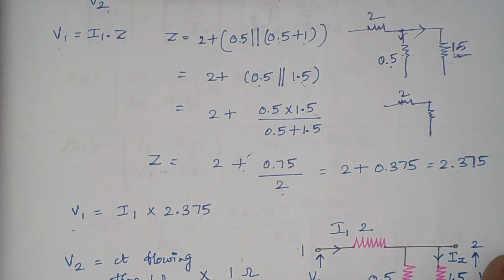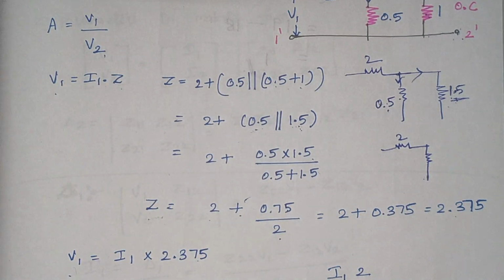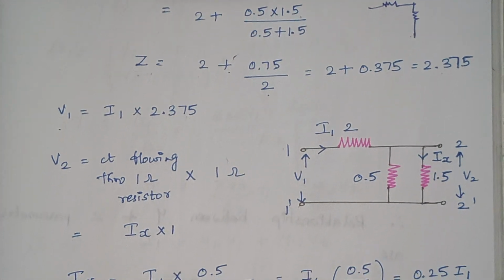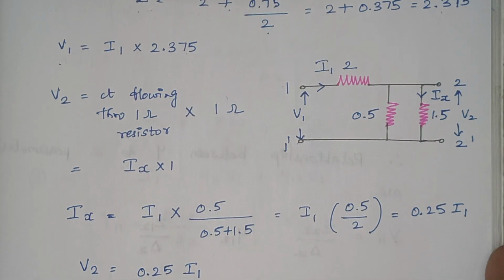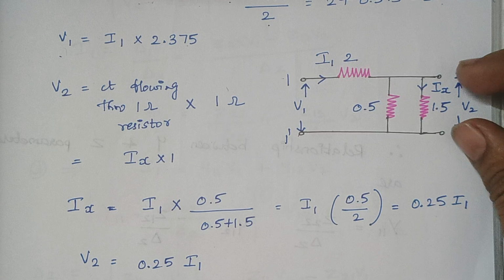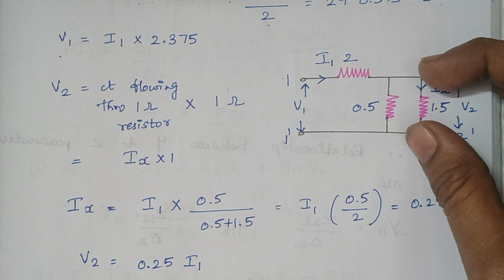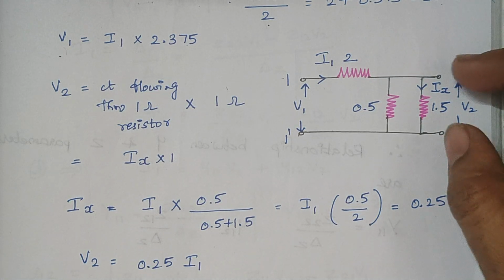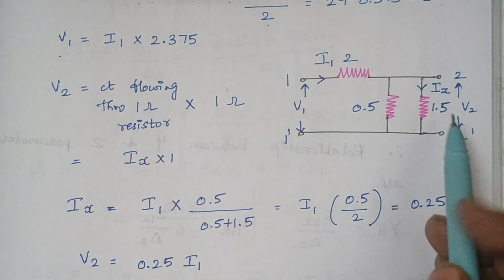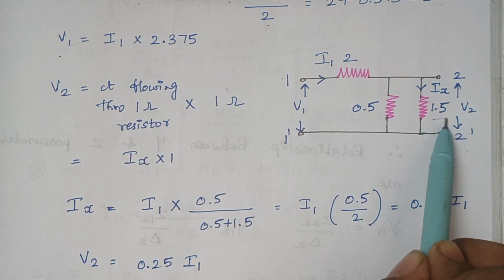Now we are going to find the value of V2 because A is V1 by V2. So when you look at this diagram, what is V2? V2 is nothing but the voltage impressed across this 1.5 ohm resistor. Therefore, V2 is given by the current flowing through this 1.5 ohm resistor.